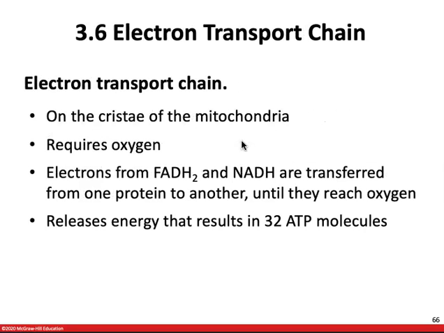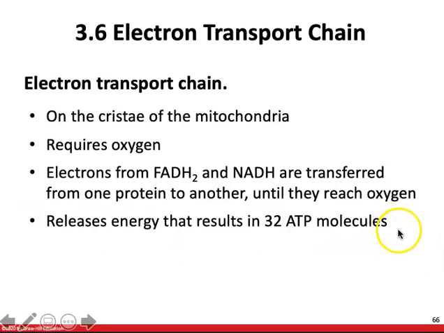Here's a little review of the electron transport chain. Like I said, it occurs on the cristae of the mitochondria. NADH from glycolysis and the citric acid cycle are going to deliver the electrons to the electron transport chain. Those members of the electron transport chain will be carrier proteins embedded in the mitochondrial cristae. Each carrier accepts 2 electrons and then passes them on to the next carrier. Oxygen will be the final acceptor of those electrons at the end of the chain. Like I said, this process is aerobic.